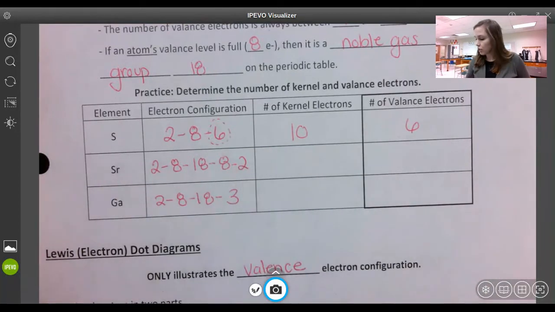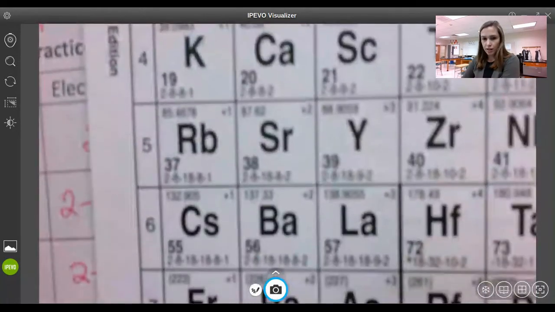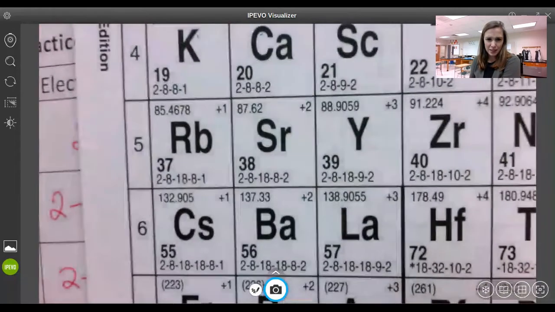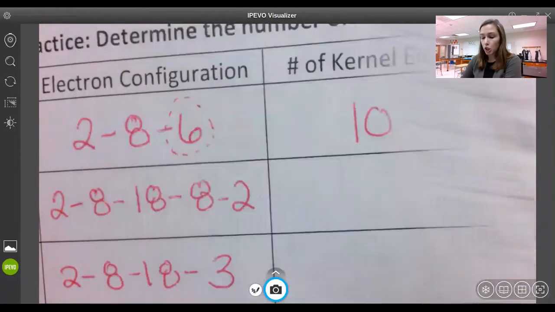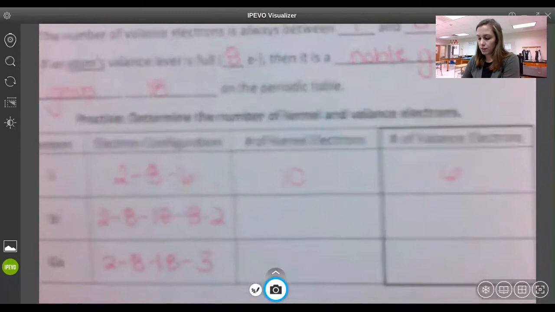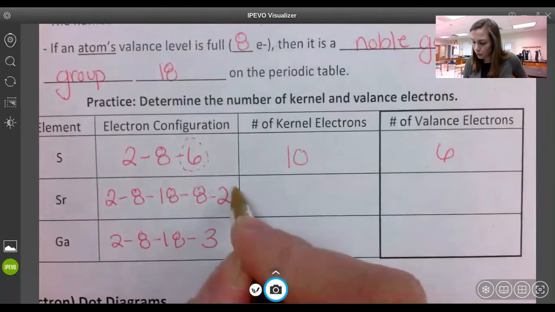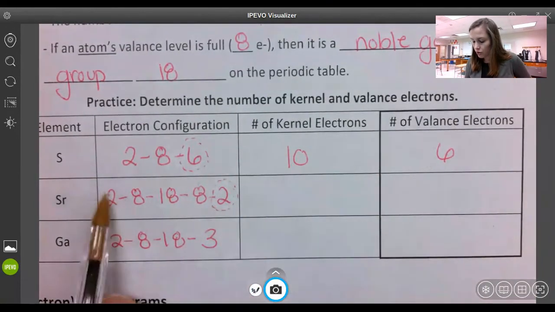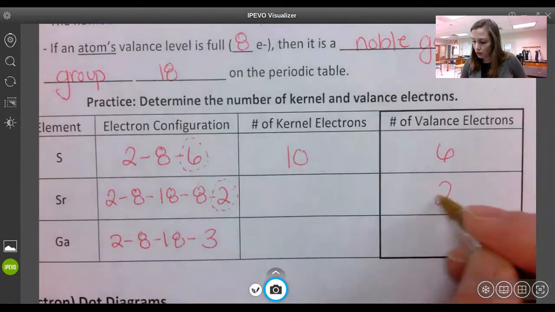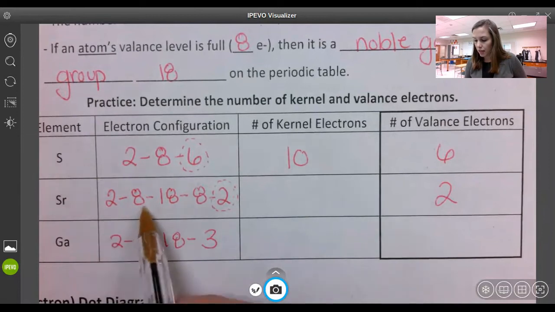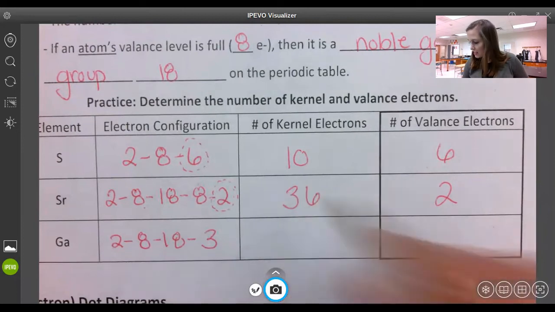Strontium, here's its configuration, and these configurations come right off of my periodic table. For strontium, I have 2, 8, 18, 8, 2. That's what you would normally look at when you're doing questions about your valence electrons. So we look at the outermost shell. This is my first shell, second, third, fourth. In my fifth shell, the outermost shell, I just have 2 electrons. So that means I have 2 valence electrons. I have 10, 28, and 6, I think, is 36 kernel electrons.